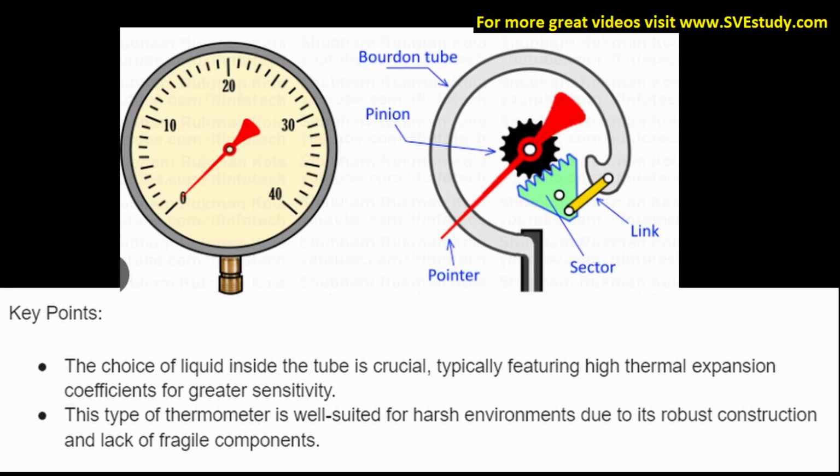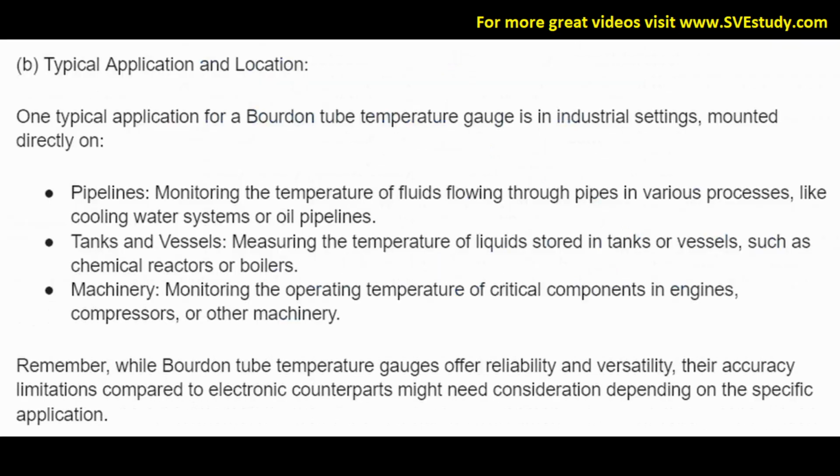Key points. The choice of liquid inside the tube is crucial, typically featuring high thermal expansion coefficients for greater sensitivity. This type of thermometer is well suited for harsh environments due to its robust construction and lack of fragile components.